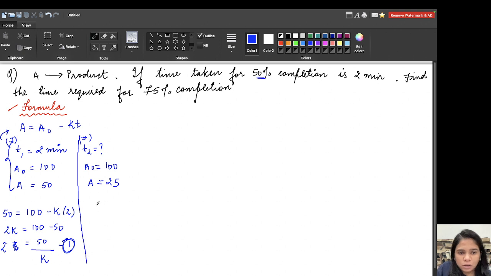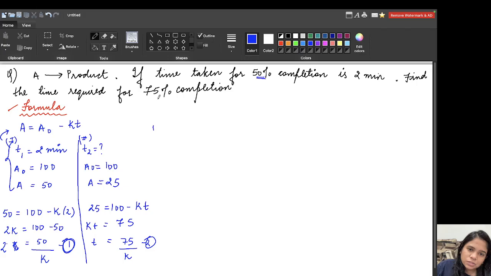Same thing you do here. 25 equals 100 minus kt. We don't know what our k is as well as your t is. So now kt equals 100 minus 25. What is 100 minus 25? 75. So your time here will be 75 divided by k. We got two equations. Now try to divide these two equations.